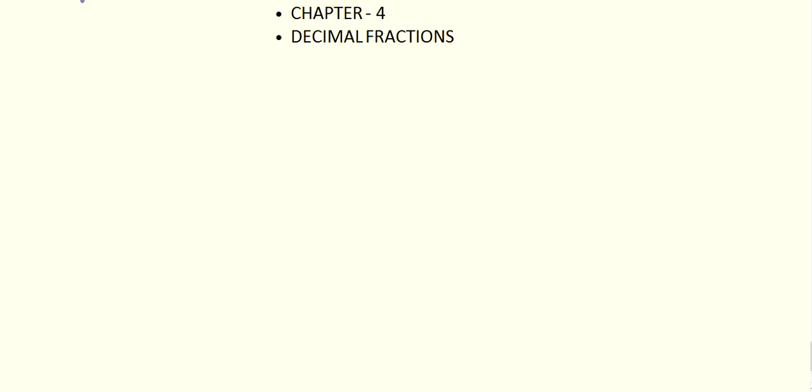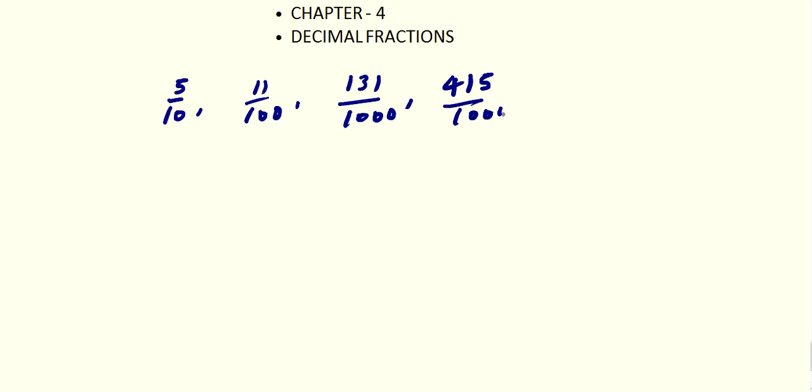Chapter 4, Decimal Fractions. First, what is a decimal fraction? A fraction with denominator 10 or a multiple of 10 is known as a decimal fraction. Examples: 5 by 10, 11 by 100, 131 by 1000, 415 upon 10,000. These are all decimal fractions. Why? Because the denominator is either 10 or a multiple of 10.